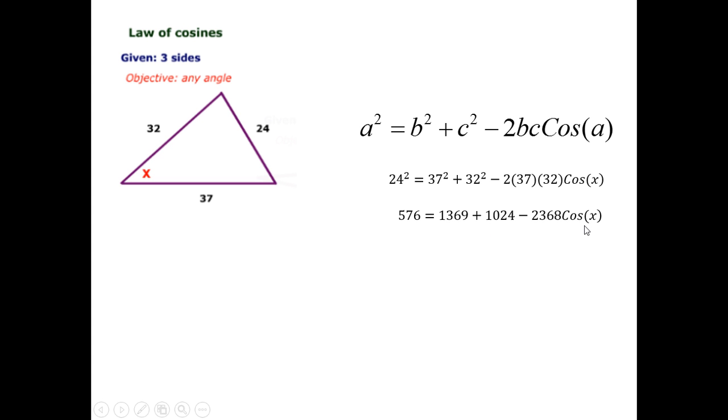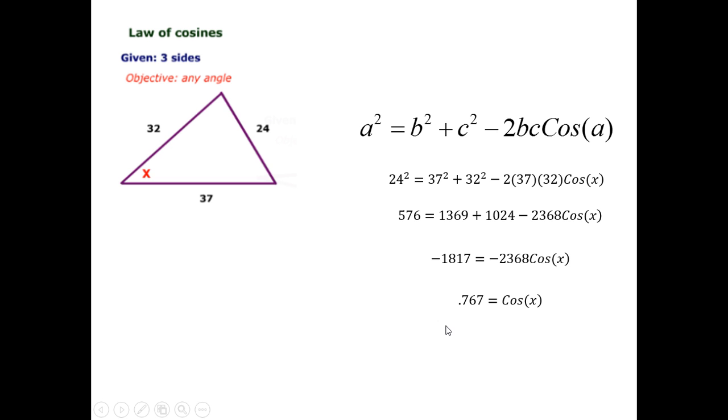So I just put down the values. A is 24. B and C, it doesn't matter which you call them necessarily. One is 37, one is 32. And the angle opposite it is the angle in question. I do my squaring and get those values. I've got to ultimately solve for the angle x. I combine these terms, the 1369 and 1024, to the other side, giving me a negative. The negative's going to cancel out. I get negative 1817 divided by negative 2368.